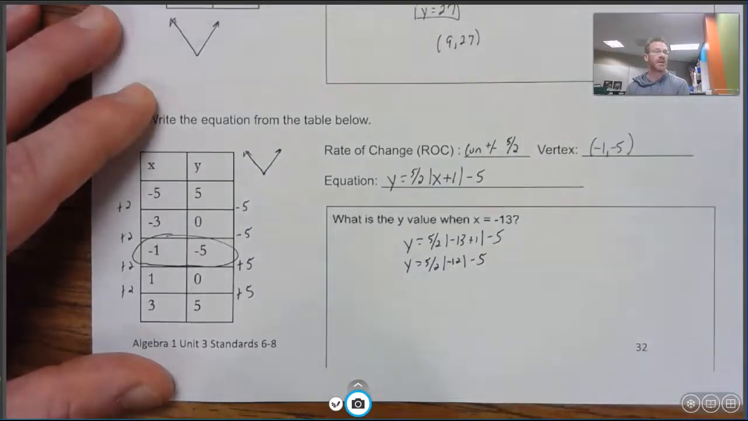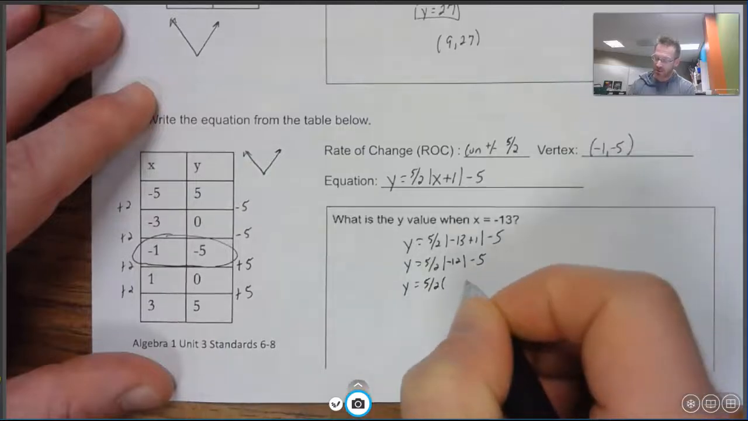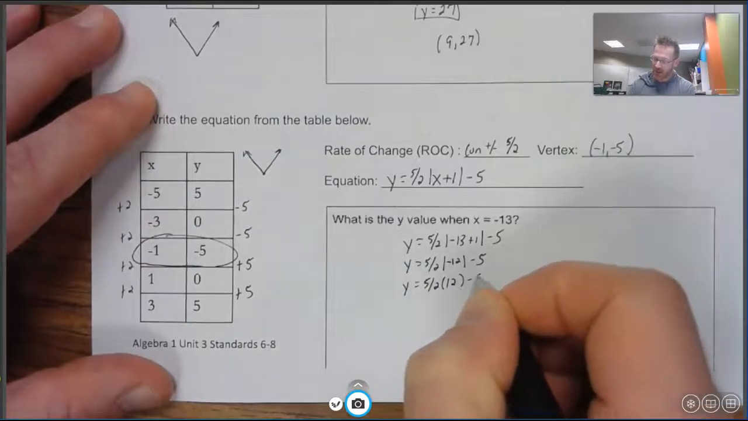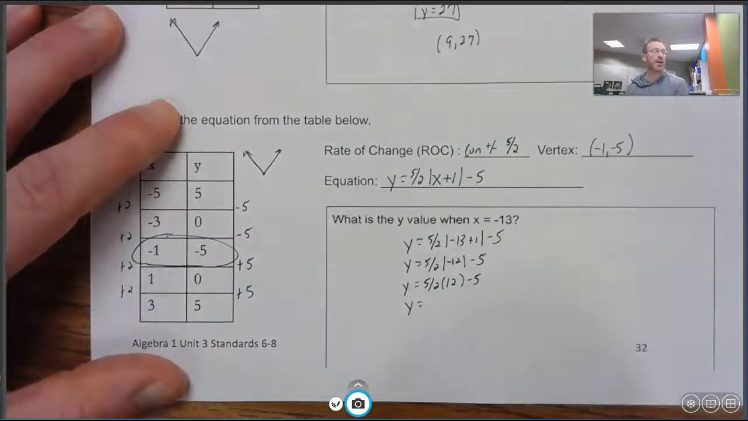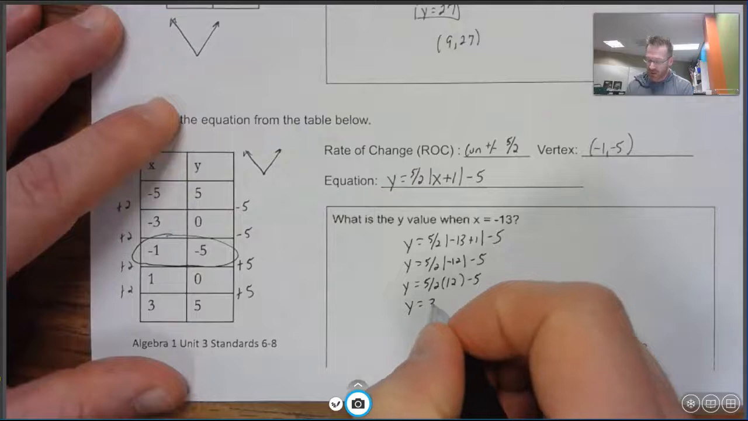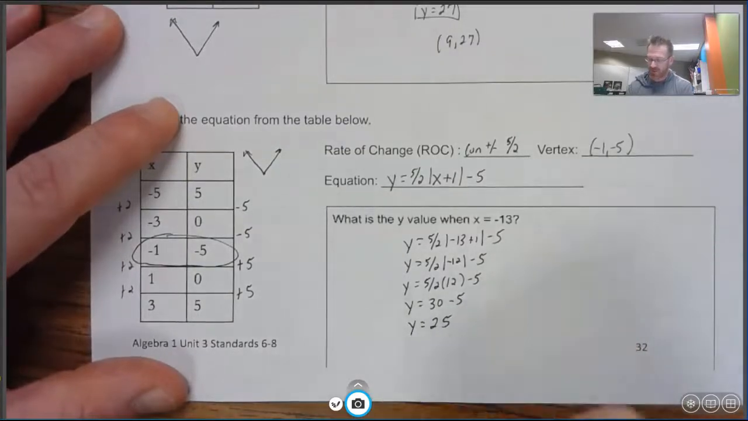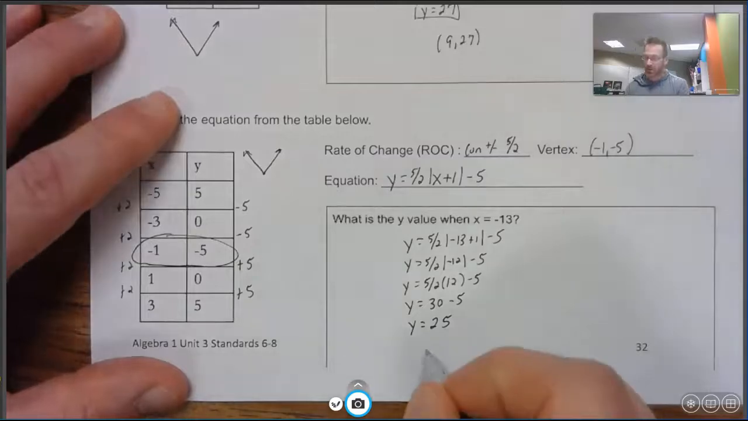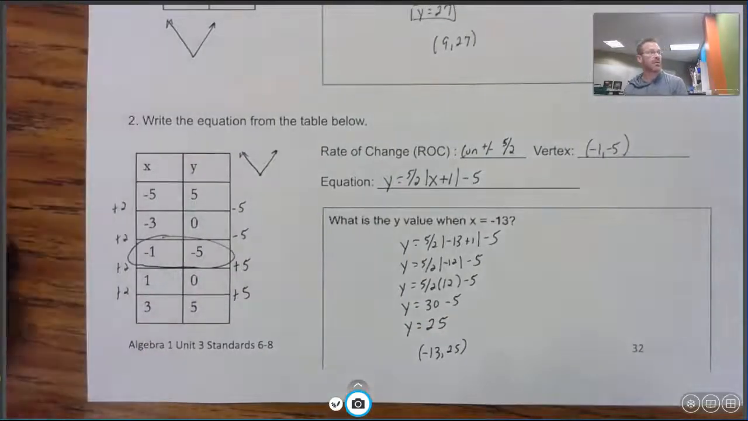Now, once again, we have to take the absolute value before we do that multiplication on the outside. The absolute value of -12 is +12. Now, if you don't know this, you can use a calculator, but 5 halves of 12 would be 30, and then 30 minus 5 would be 25. So the point would be -13, 25 if we were to extend our table in the opposite direction there. Hopefully that all seems very familiar to you.